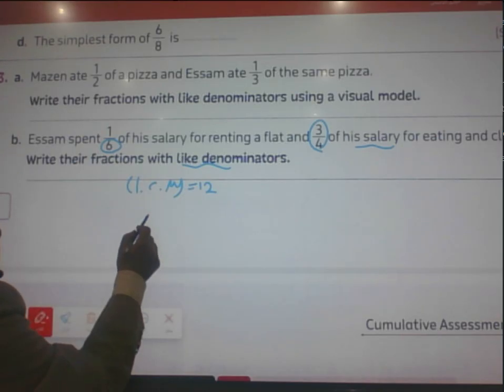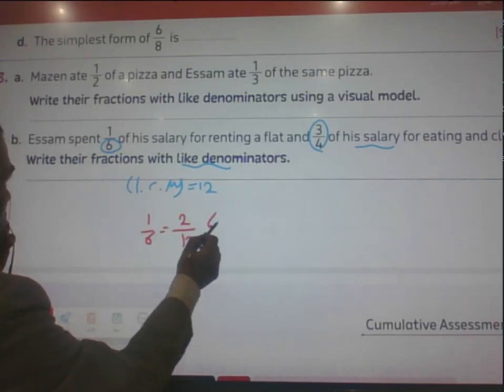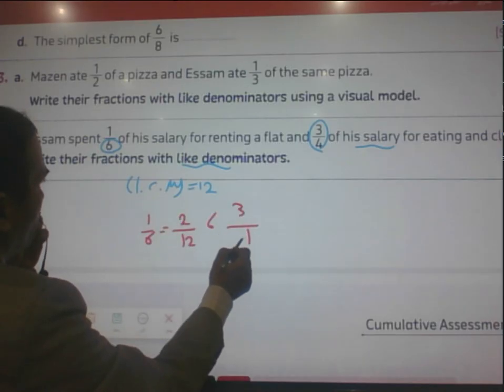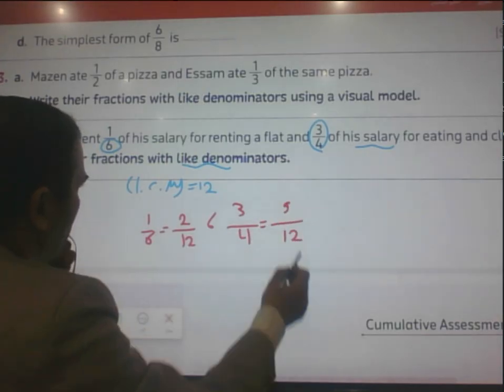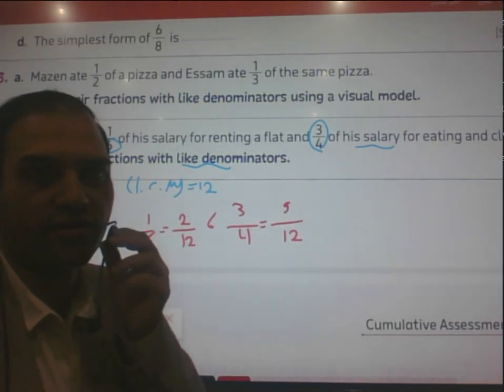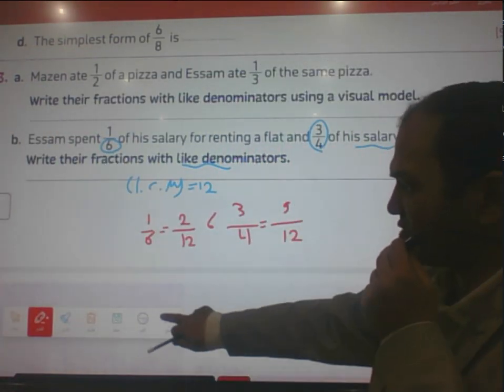Then the first fraction here, 1 over 6, we can write with denominator 12. 2 times 6 is 12, and 1 times 2 equals 2. And also 3 over 4, we multiply 4 by 3, up and down. 3 times 3 is 9. And the result will be 9 over 12. And also here 2 over 12.